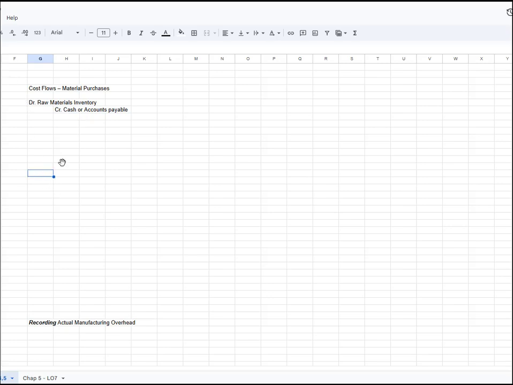So from there, we are going to have the cost flows of using the materials. So what happens when we actually use the materials? Well, that's going to decrease our raw materials inventory. So we need to decrease that through a credit. And where is it going? Well, it's going to two places. One is a debit to work in process inventory, and the other place is a debit to actual manufacturing overhead. All right. So from there, let's take a look at what happens next.